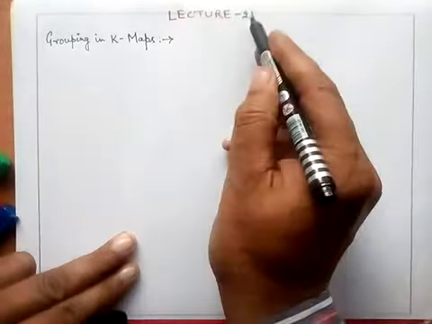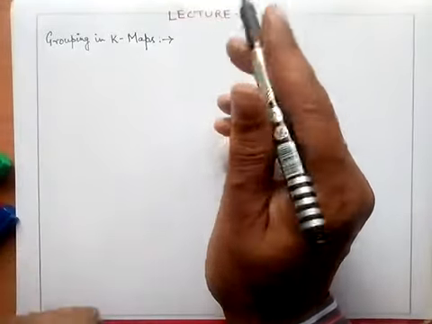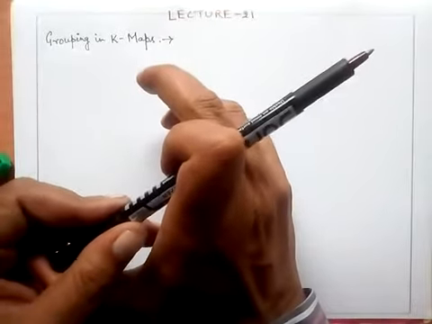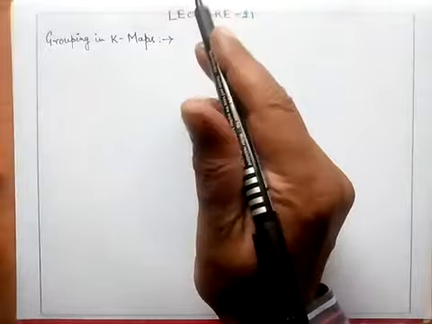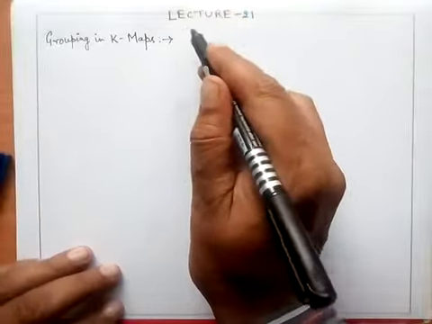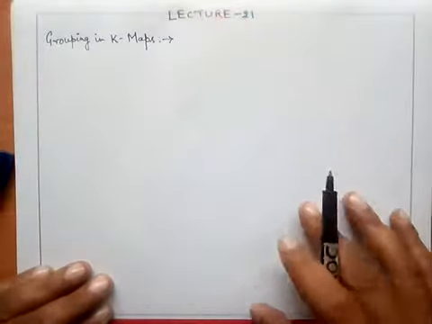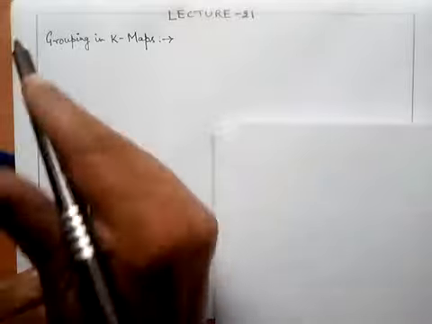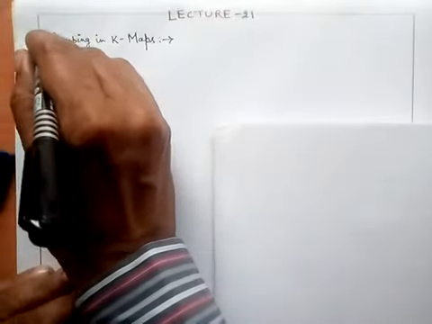So this is the 21st lecture, and in the last lecture I told you about the K-map. The function of the K-map is to minimize Boolean functions. Any Boolean function, in order to minimize, we use a graphical method called a K-map, and how to frame the K-map I discussed in the last lecture with you. Now today the topic that I will discuss is grouping in K-maps.